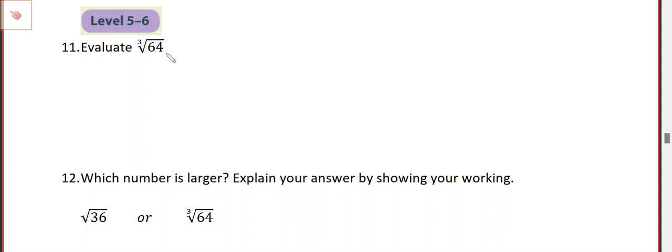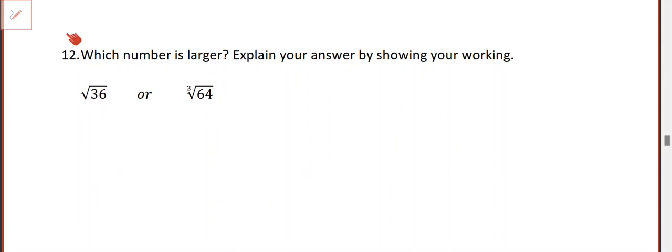The cube root of 64 is 4, because 4 times 4 times 4 makes 64. It's the opposite. But evaluate means that's all I needed. I didn't need anything. Type it into your calculator, you're all good.